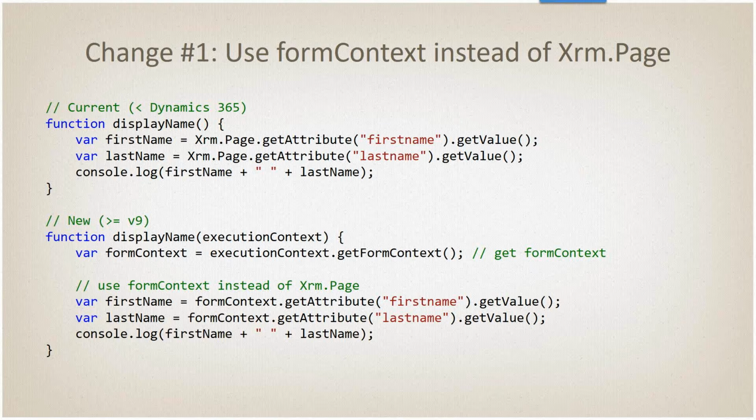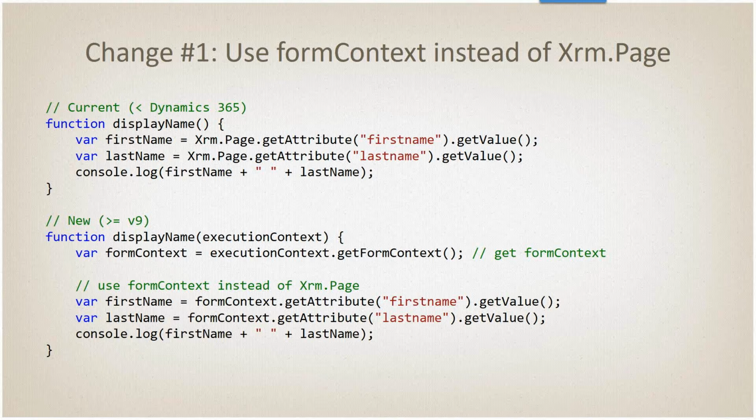There's only two differences here. The first difference is in the function display name, we're passing in the execution context. The second thing is, taking the execution context, we have to get the context of the form using the getFormContext method. Once we have that, we're back to exactly how we would use things before. So let's assume that form context and XRM.page are exactly the same thing. We can get the attribute handle to first name and get the value, stick it in the first name field, same with last name, and then print those two out to the JavaScript console with a space in between.